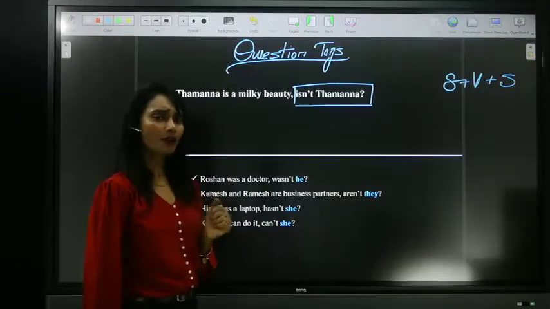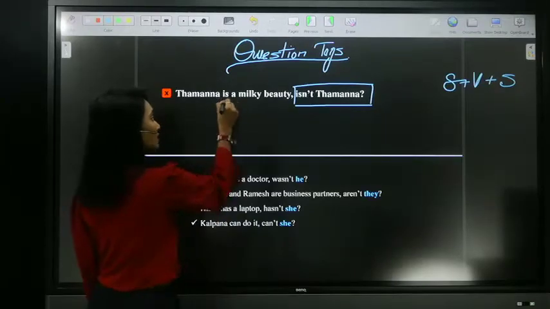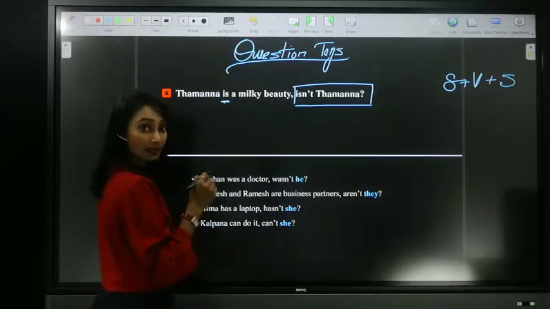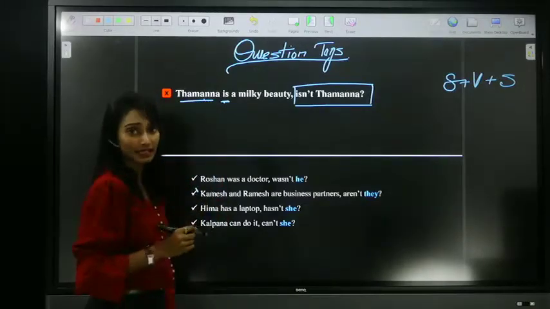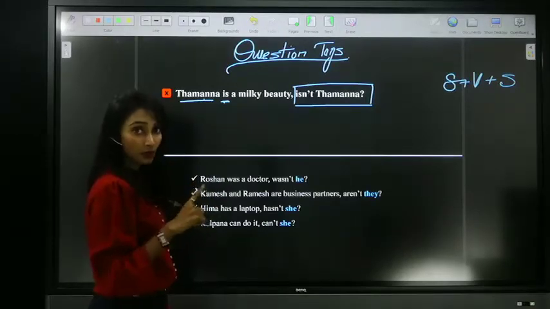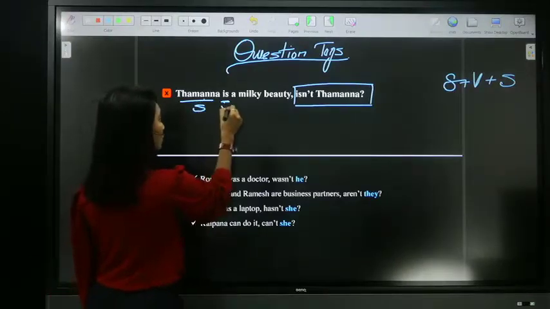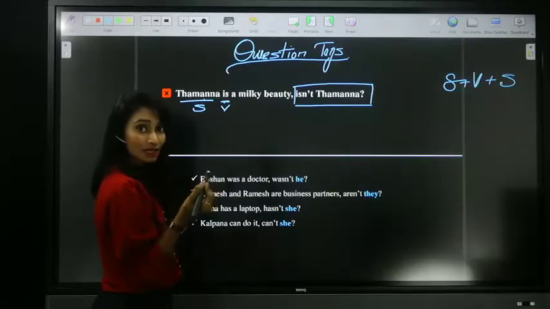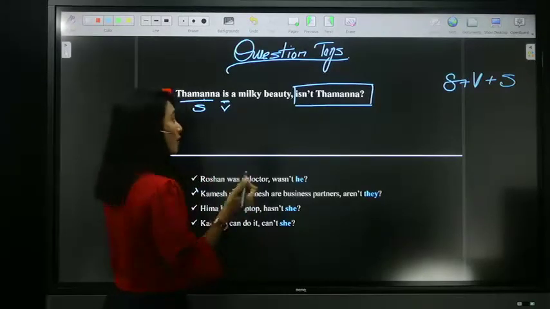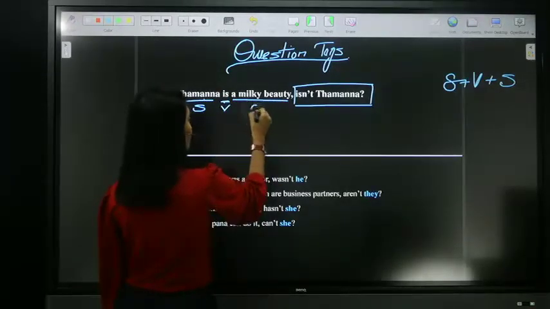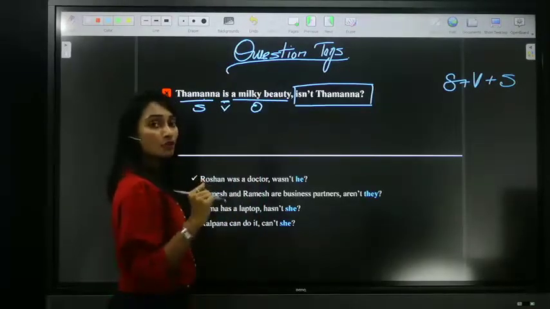So, remember how to make question tags. Generally, question tags are made with the auxiliary verb based on the tense of the sentence, and the pronoun part of the subject. The auxiliary verb, the verb, and the pronoun part of the subject. Here, the subject is Tamanna. The verb is. Is can act as an auxiliary verb as well as a main verb. In this given sentence, it is the main verb. A milky beauty is the object. Now, Tamanna is a milky beauty. How to make the question tag?